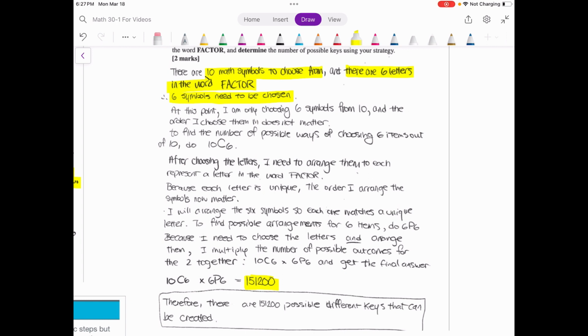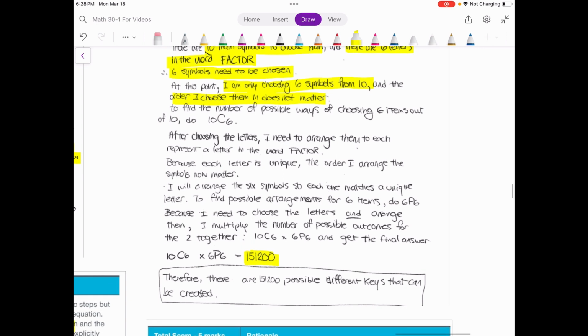Focus on how they're explaining themselves. So they talk about, right, at this point, I'm only choosing 6 symbols from 10, and the order they're chosen doesn't matter yet, right? So look, they're explaining. Why are they not considering order?